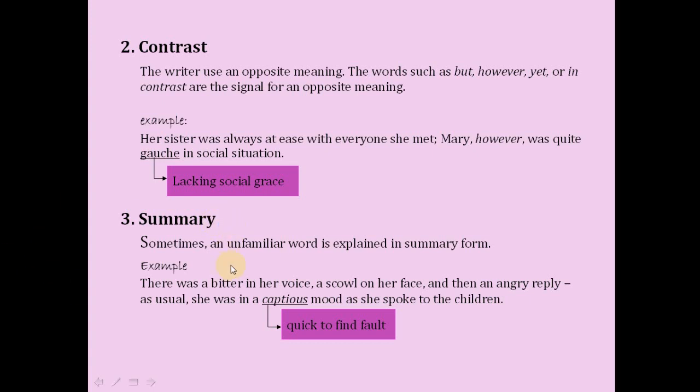Summary: sometimes an unfamiliar word is explained in summary form. Jadi dia menggunakan unfamiliar words to explain the summary in summary form. Okay, let's see the example here. There was a bitter in her voice, a scowl on her face, and then an angry reply as usual. She was in captious mood as she spoke to the children.